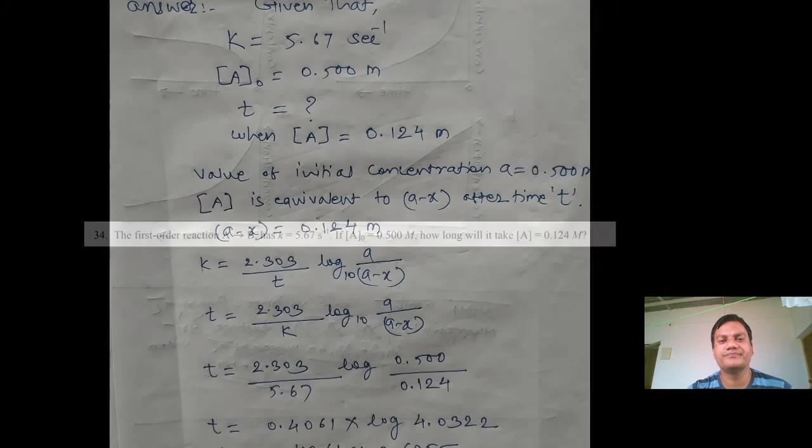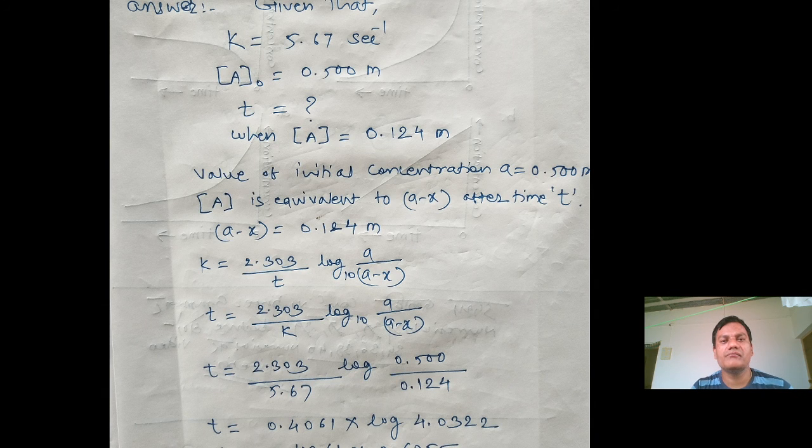So when you read this numerical, first of all we have to see what is given. We are given the rate constant K. We are also given the initial concentration, and we are asked how long, that means time is asked, for the given concentration, that is A equal to 0.124 molar. So this is the given data. Now we have to solve this numerical. It is very simple, not a hard numerical. When we have the given data, it is very easy to solve. So we will see the next slide.